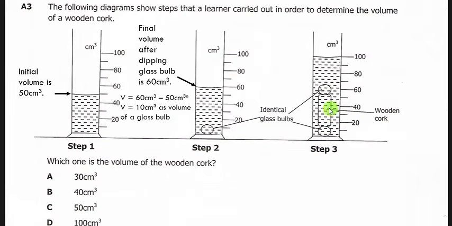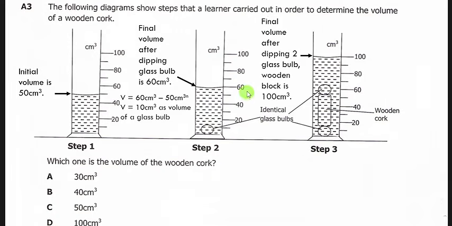Here again, in step number 3, the learner had to put this wooden cork and add another glass bulb. So now there are 2 glass bulbs and this wooden cork, and the volume has gone to 100. The question asks which one is the volume of the wooden cork. They want to know the volume of the wooden cork here. So simple, you just need to carry out these steps.